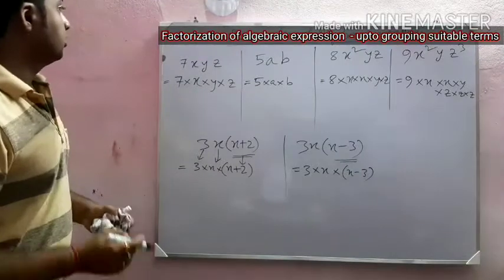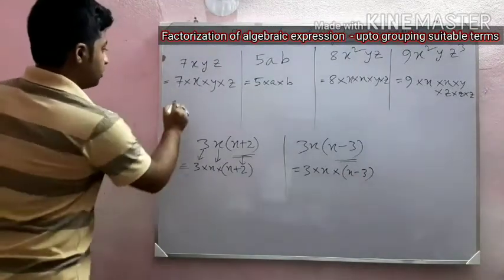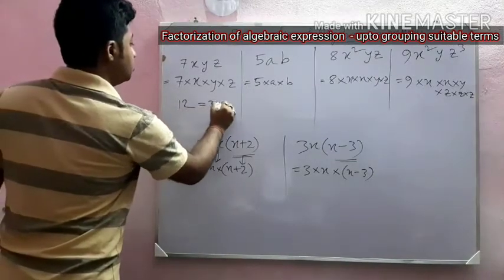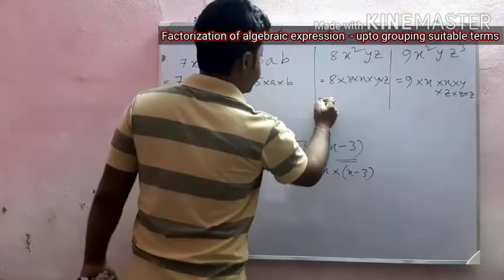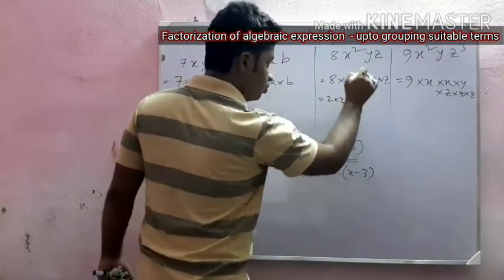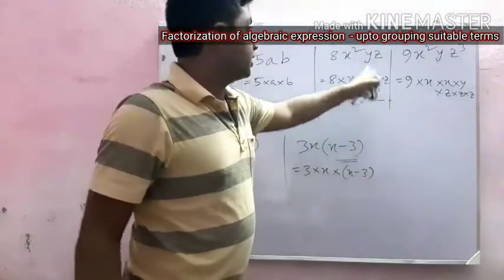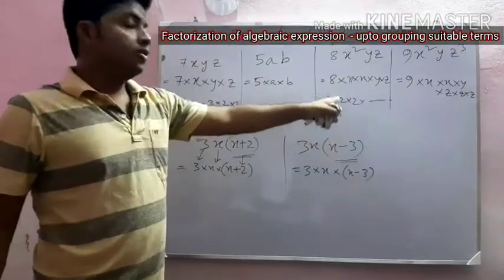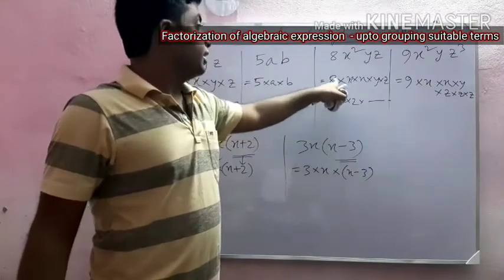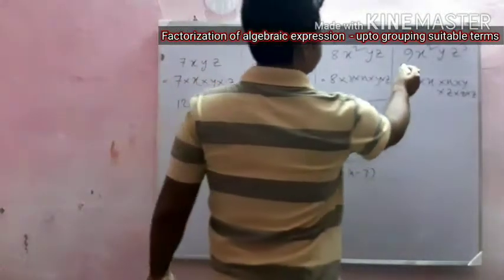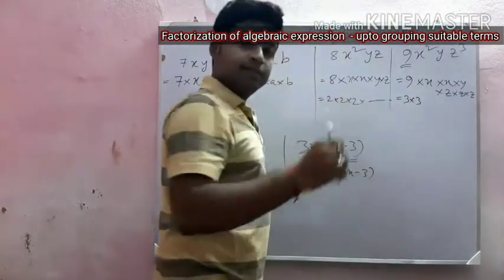One thing you may ask: when I was factorizing 12, I was taking 3 into 2 into 2, right? But here I am not breaking this 8 as 2 into 2 into 2. Those are also factors of this algebraic expression, but in this chapter, while solving this kind of problems, you don't need to factorize the numbers. Like this one here, the number is 9. You don't need to break this 9 as 3 into 3 in this chapter.